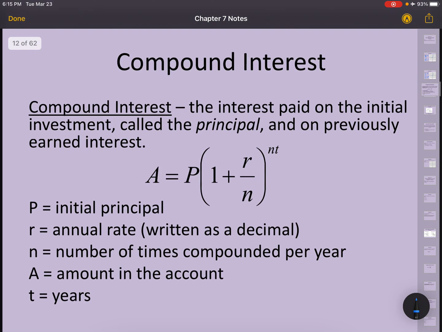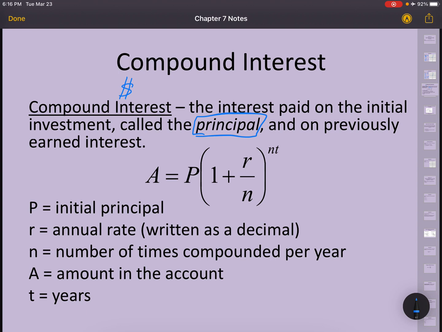And the last one we're going to talk about today is compound interest. It's also a part of the exponential growth model, okay? But compound interest strictly uses money. So compound interest is just the interest paid on the initial investment, called the principal, and on previously earned interest.